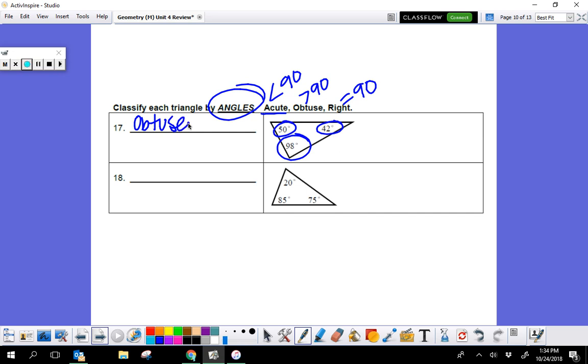Number 18, you can see 20 is less than 90, 85 is less than 90, 75 is less than 90, so that would be acute.